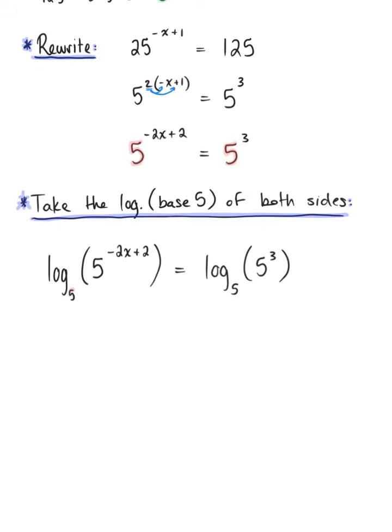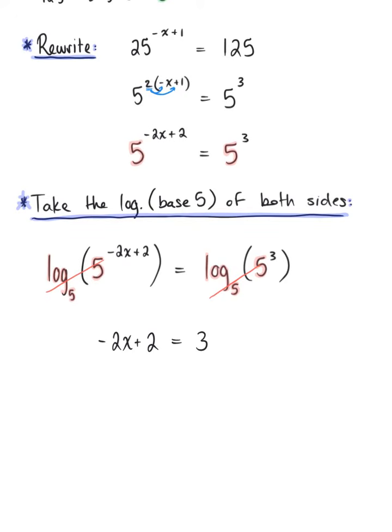Now, since the logarithm base 5 is the inverse of the exponential base 5, they are going to undo the effects of each other on both sides of this equation, leaving us with minus 2x plus 2 is equal to 3. Beautiful! So this is a much more familiar algebraic expression, and we're ready to start solving for x.